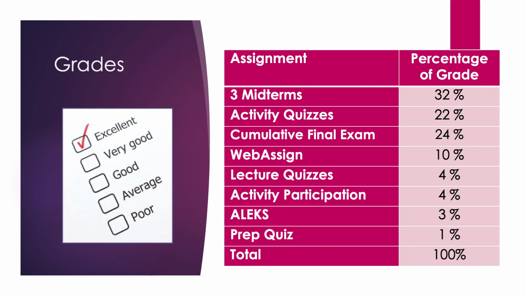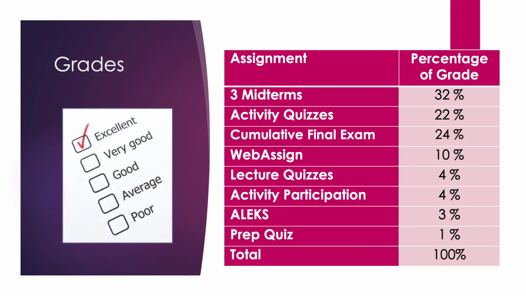And then at the end of the semester, there's a 24% cumulative final. And that's where the bulk of the assessment scores are coming from. But the next row says WebAssign. This is the online homework that's due every Tuesday and Thursday that you have 30 attempts to get a perfect score on, which contributes 10% of your grade.